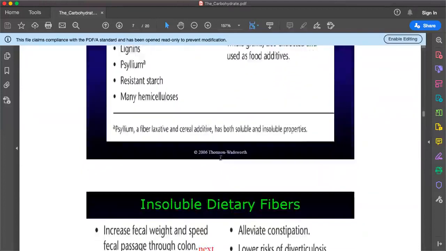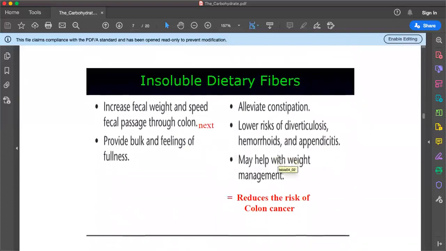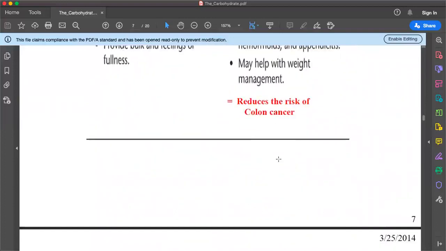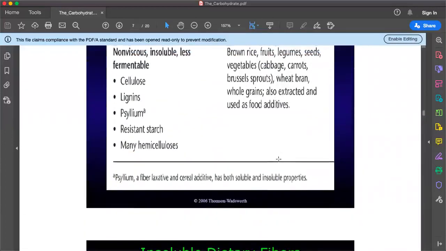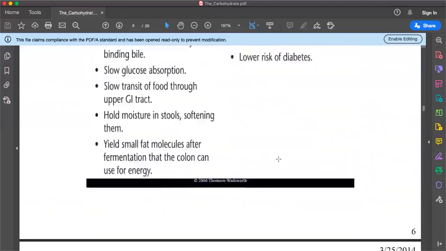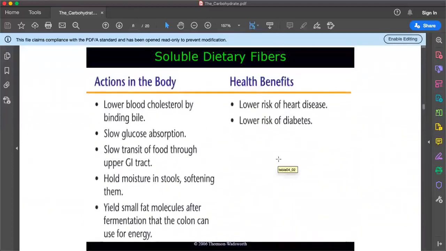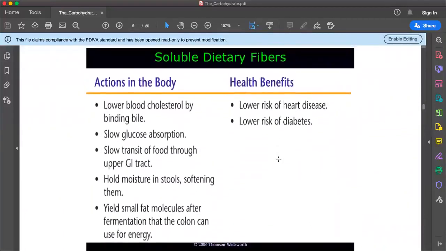So please remember these examples carefully. So let's talk about the health benefit that we can generate out of consuming these fibers. So let's start with the soluble fibers. Soluble fibers include beta-glucan, mucilage, pectins, and different examples here.